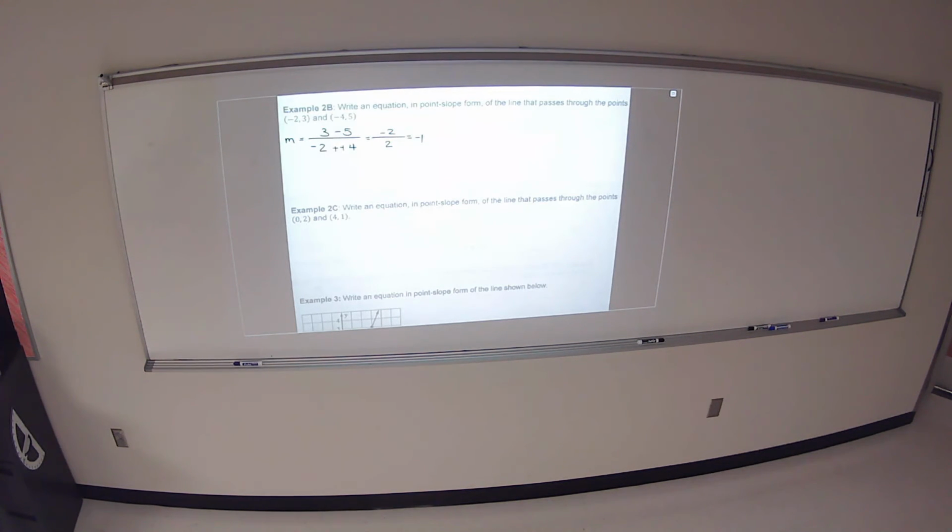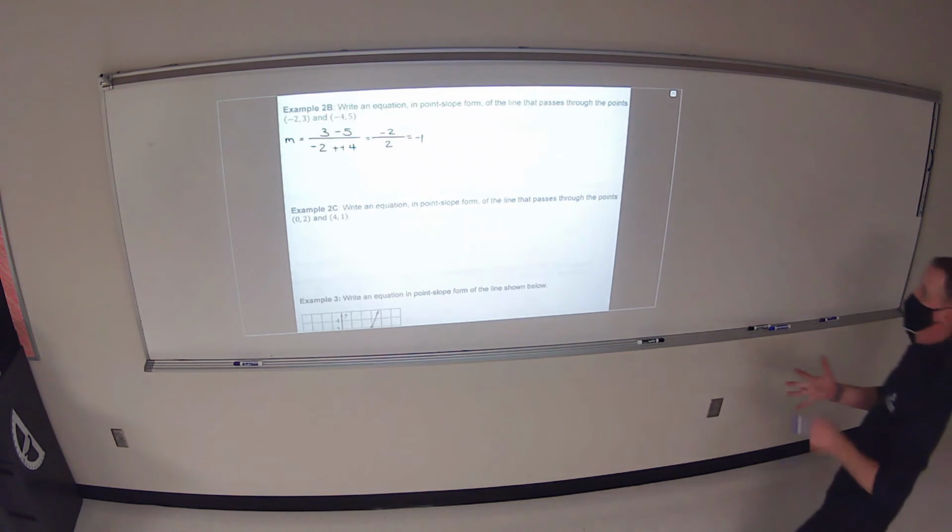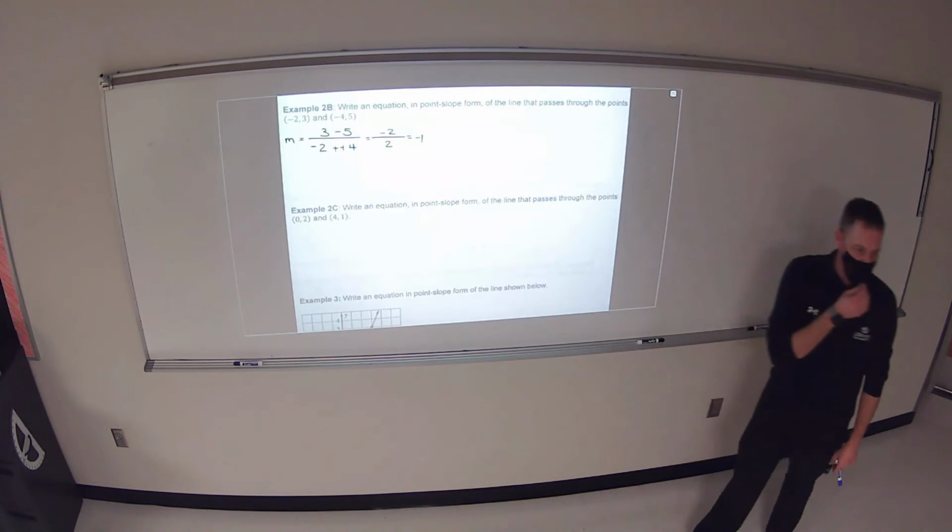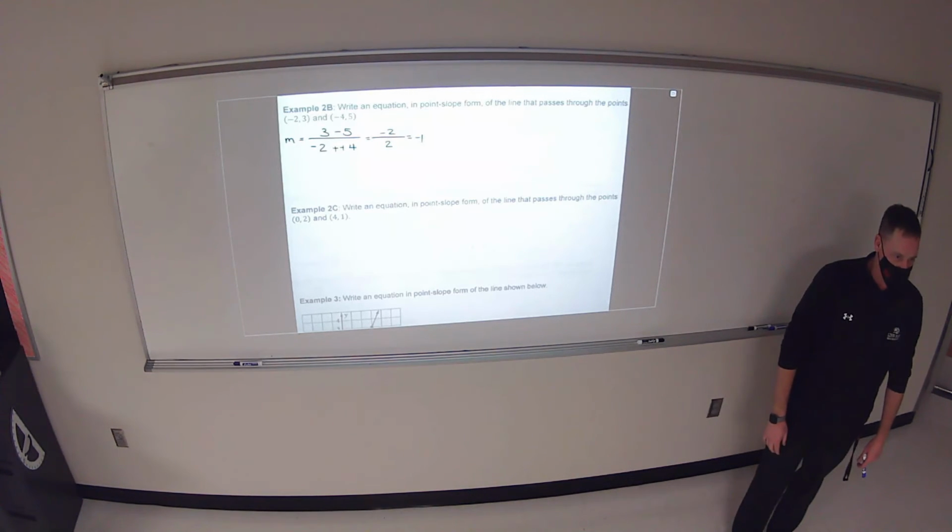So we should begin in problem number 2B. Again, we have to find your slope. The slope in this problem, I don't care if you use your slope formula, table, whatever, our slope should turn out to be equal to -1 when we get done.